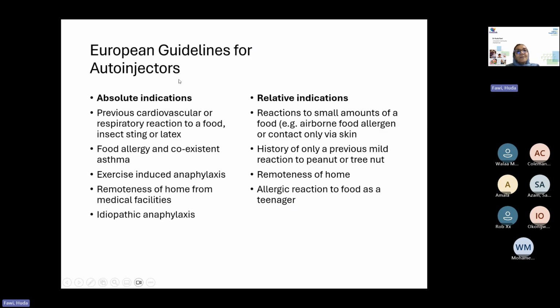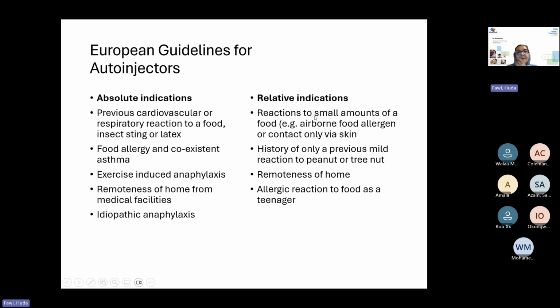Very quickly, the slides will be with you. When you prescribe an auto-injector, there are absolute indications and relative indications. So a previous cardiovascular or respiratory reaction to a food, insect sting or latex, you give an auto-injector. Also food allergy and coexistent asthma, exercise-induced anaphylaxis, remoteness of home from medical facilities, and idiopathic anaphylaxis.